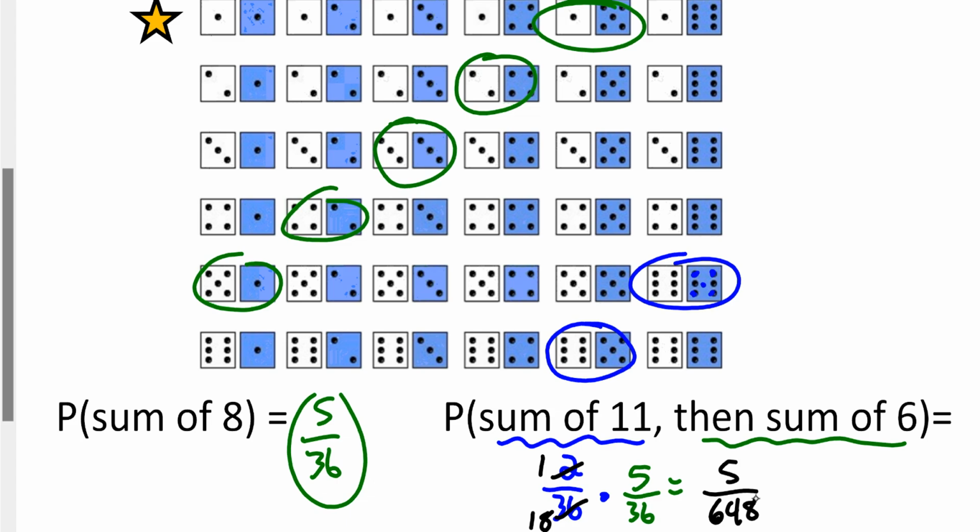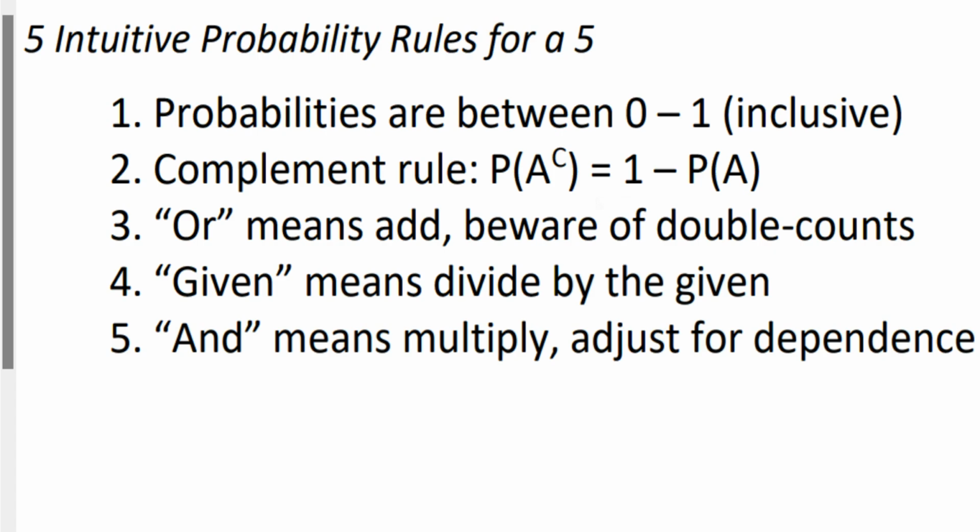So, I want to leave you off with 5 intuitive rules that we're going to be expecting you to know. That'll help you get a 5, especially when it comes to probability. Probabilities are between 0 and 1. Okay, inclusive, 0 and 1 can be counted. Complement rule, we talked about that, how the complement of something is everything other than your one event. So, two things that are complementary add up to 1.